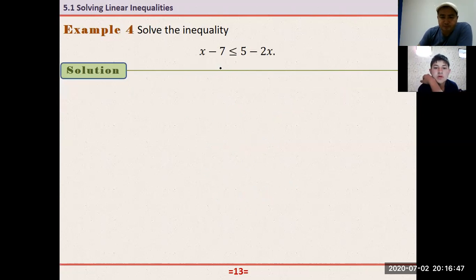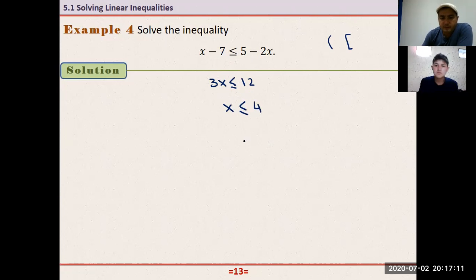Now we have also a simple question, but here we have an equal sign. How do you solve it? The only difference is now instead of this parenthesis, we are going to use brackets. So take this negative 2x to the left hand side. Here we have 3x less than or equal to 12 on the right hand side. So x is less than or equal to 12 over 3.